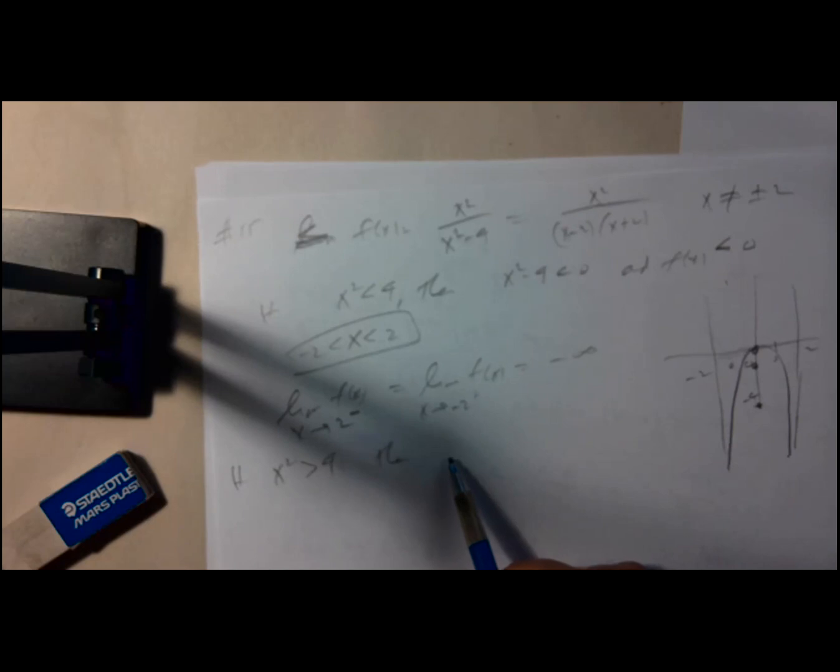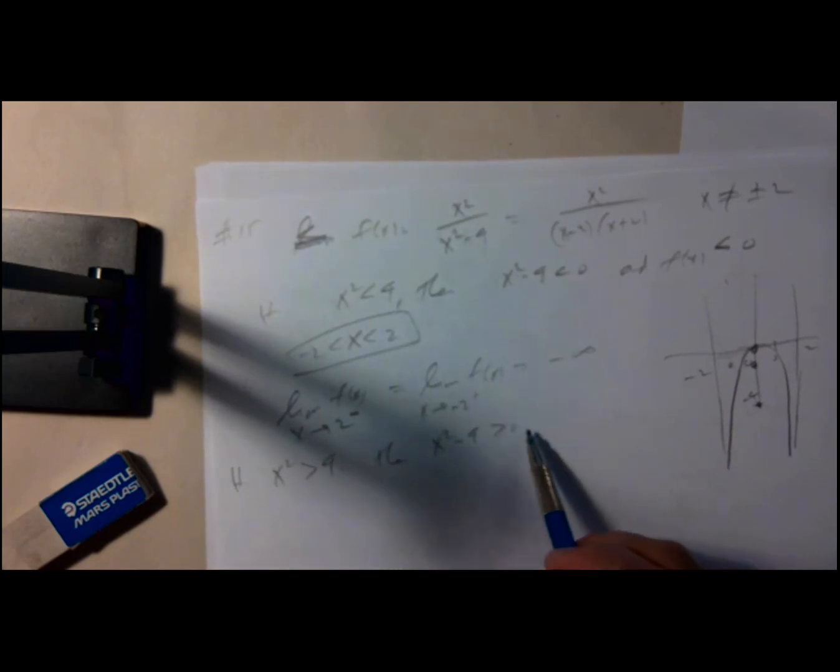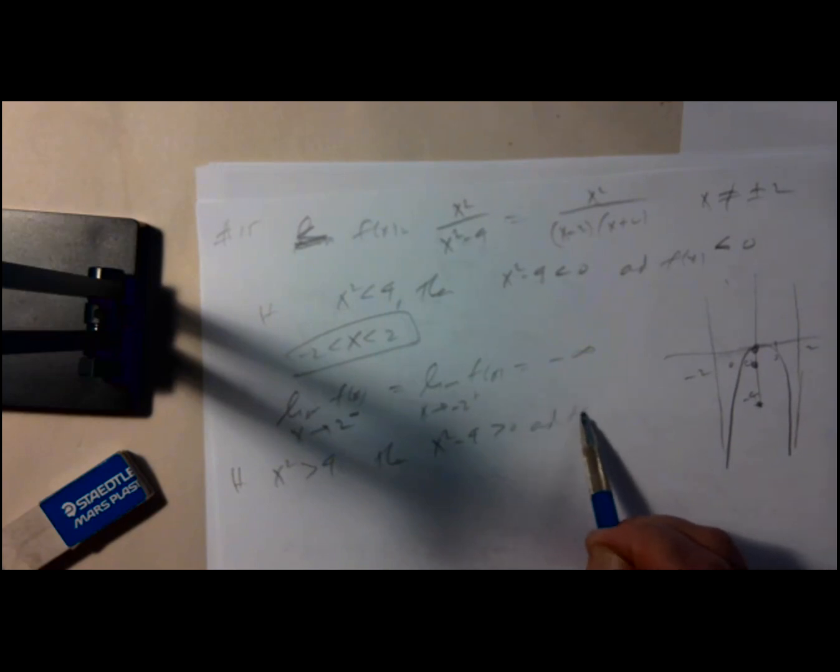If x squared is greater than 4, then x squared minus 4 is positive, and f of x is always positive. What does it mean to say x squared is greater than 4? That's the same as either x is greater than 2 or x is less than minus 2. You're either out here or you're out here. And the function is positive in both those places.